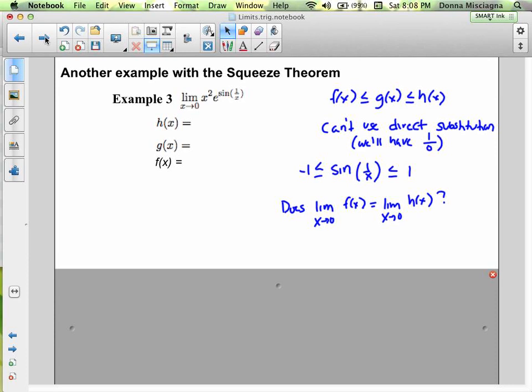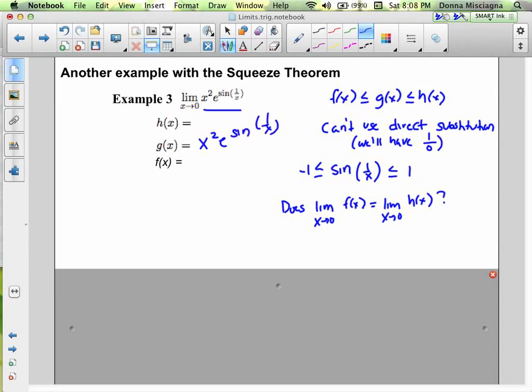However, let's think about sine. Sine, like cosine, of any angle has to be between -1 and 1. So we know the middle function, our g of x, is going to be this whole thing, that's what we're trying to find the limit of: x squared e to the sine 1 over x. I need to write that smaller. There is absolutely no room for the other functions there. Let's write small, it's an exponent. Small. There we go. That thing is supposed to be an x.